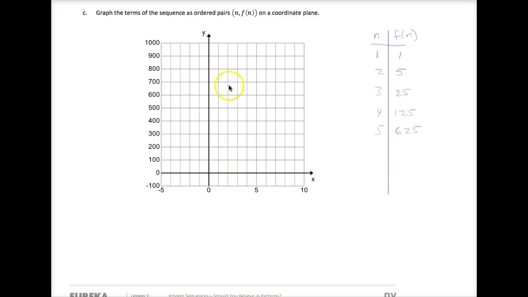You may have noticed the scale of this graph. We go from 100 to 200. So when we try to graph 1, 1, that's really going to look like it's right on the axis. And honestly, 2, 5 is going to barely leap off that page. 3, 25, well, that's about a quarter of the way up to 100, right? And then 4 is at 125, so another quarter of the way up. And then 5 is at 625. Another quarter of the way up. Notice that we've got a curve now. Things aren't quite the same.